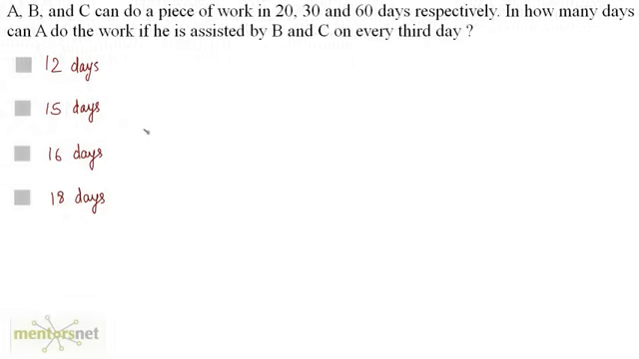A, B and C can do a piece of work in 20, 30 and 60 days respectively. In how many days can A do the work if he is assisted by B and C on every 3rd day?